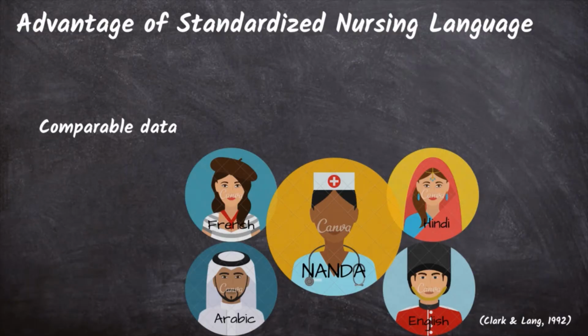Think about it as before, we had a situation where nurses in Jamaica were speaking English and nurses in St. Vincent were speaking French. If a nurse researcher wanted to count the incidence of a problem, it would be extremely difficult since we're calling the same thing by a different name.